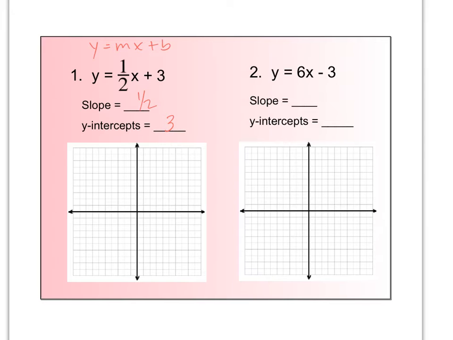Now, if I wanted to graph this, it's pretty simple. I go on the y-axis, which is this vertical axis, and I'm going to go up to 3. So 1, 2, 3. It's going to cross right here, but it's going to have a slope of 1/2. So from that dot, remember, slope is like rise over run. So I'm going to rise 1 and run 2. Rise 1, run 2. Connect them, and there you have it. There's your graph. So will you guys pause the video and try number 2?